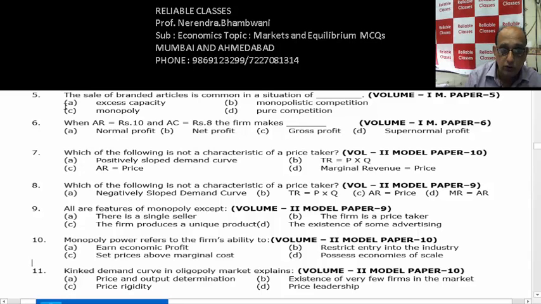Monopoly refers to a firm's ability to earn economic profit, restrict entry into the industry, set prices above marginal cost, possess economies of scale. Now, monopoly means this economic profit, setting prices above MC. This is not in your hand, but definitely you have to restrict entry into the industry. Okay, follow this.